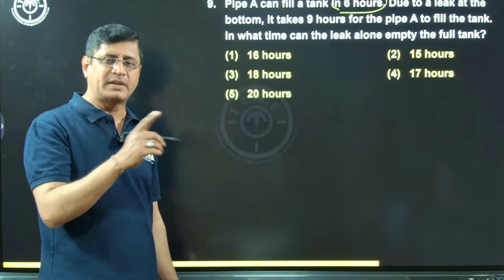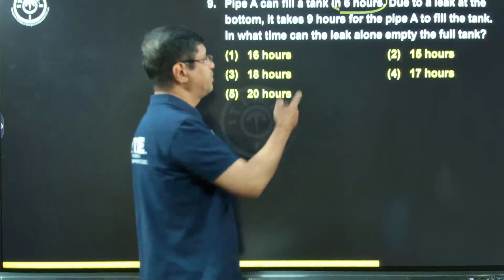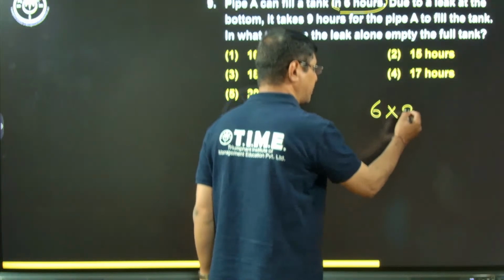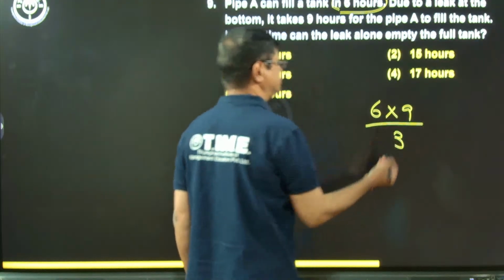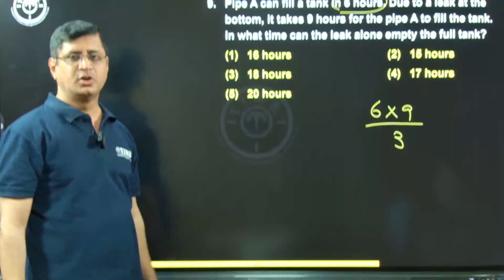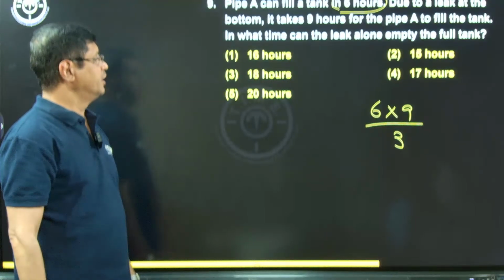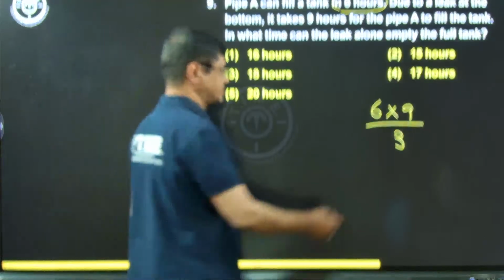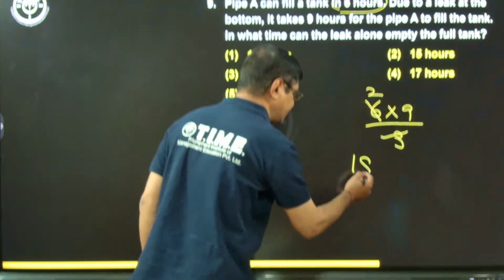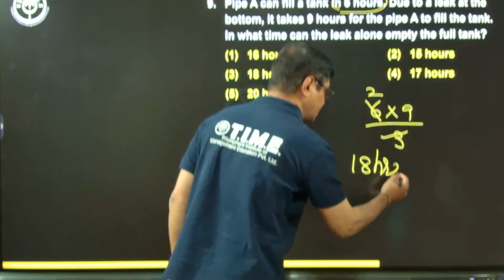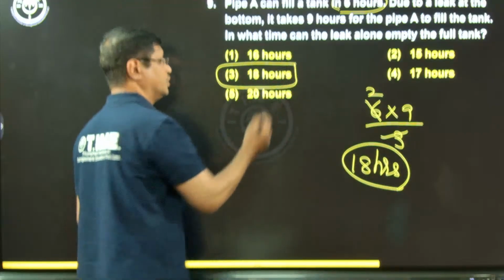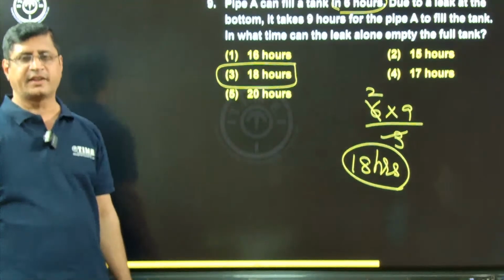What is the capacity of one of the 2 pipes by using this data? Just observe: product by difference. Product of the values by difference. So product means 6 into 9, the difference is equal to 3. Solving this, here it goes exactly 2 times. 2 into 9, that is 18 hours. 18 hours means choice 3. The third choice is the correct answer.